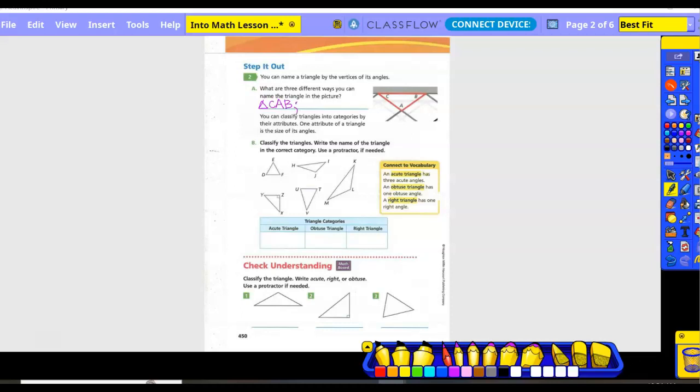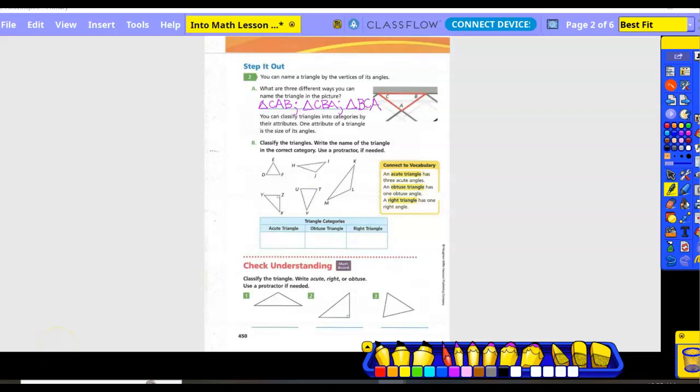I can name it as triangle, what, guys? BA. Well, I already have A in the middle, right? So I need A in a different spot. I could go CBA. Or I can name it as triangle what? BCA, right? It has C in the middle.